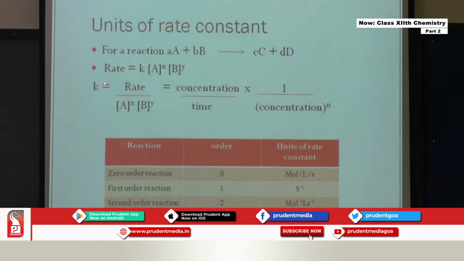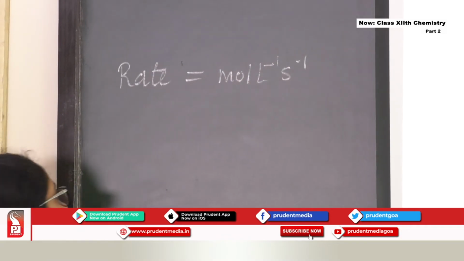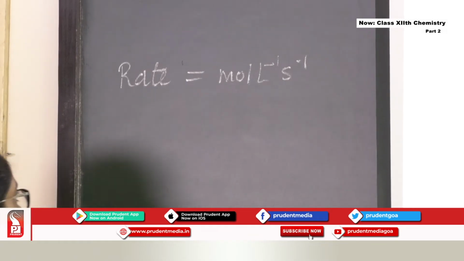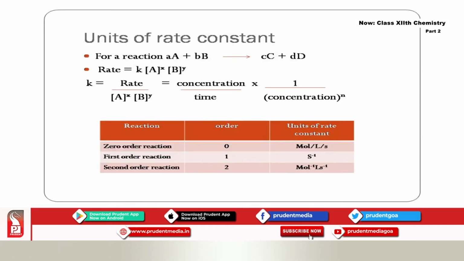So, the rate constant K, if you keep it on one side and get the concentration terms on the other side, would be equal to rate upon the concentration of the reactants, where rate has a unit of concentration upon time, which we have already said has a unit of moles per liter per second. And the rate constant would be the unit of rate divided by the concentration of the reactant, where n would refer to the order.